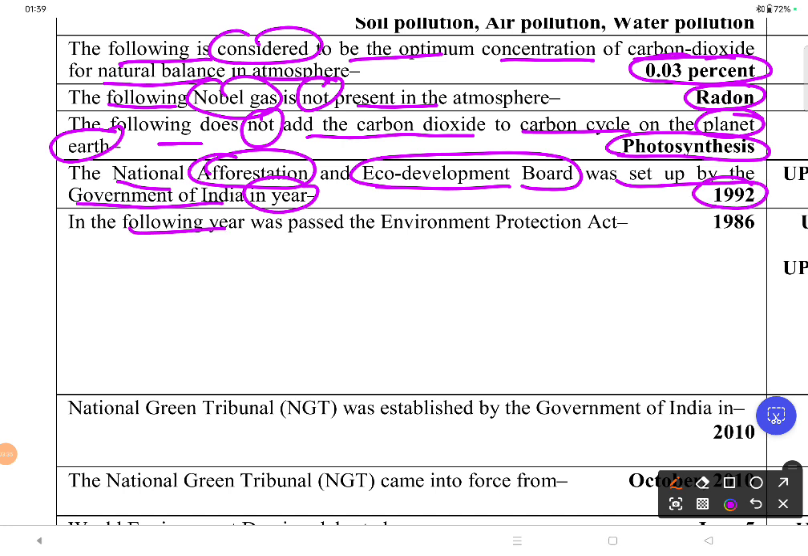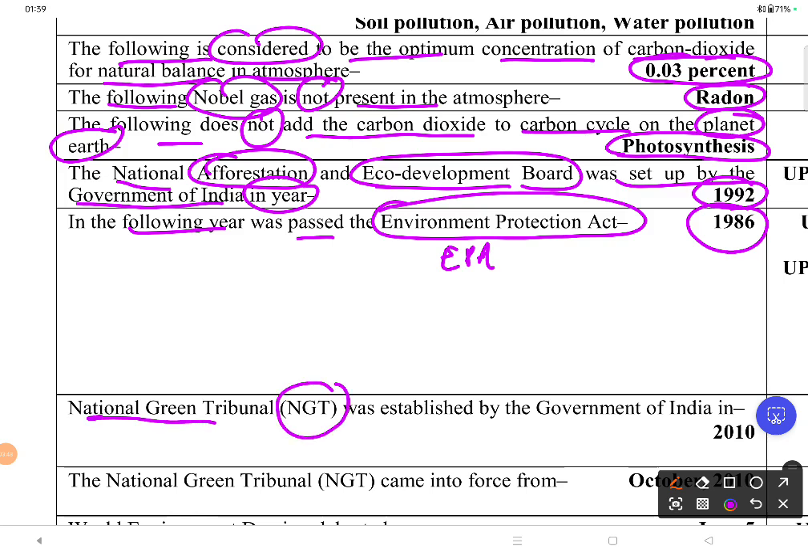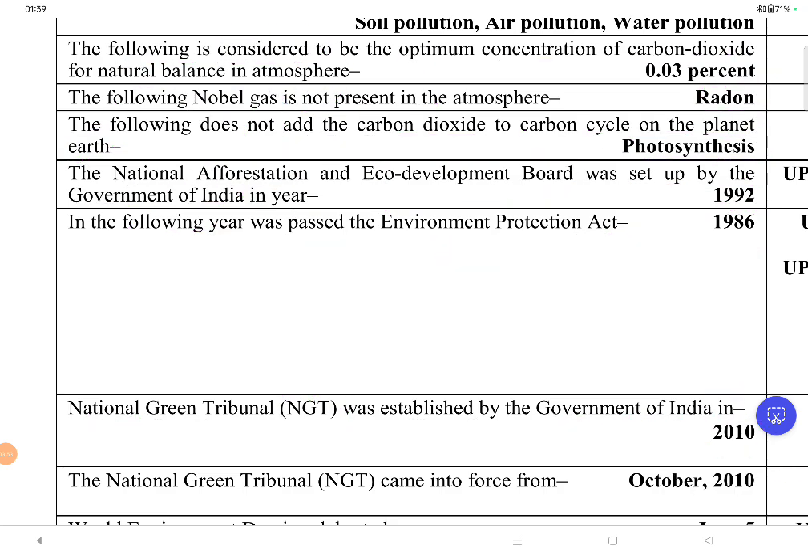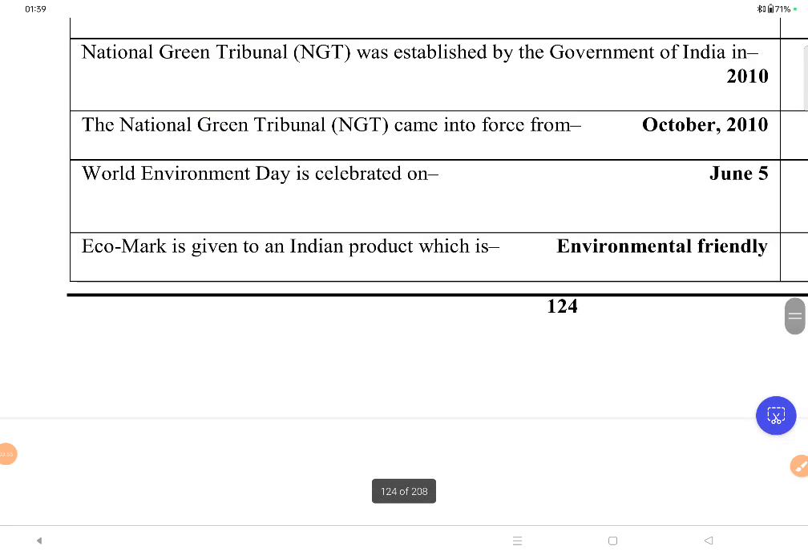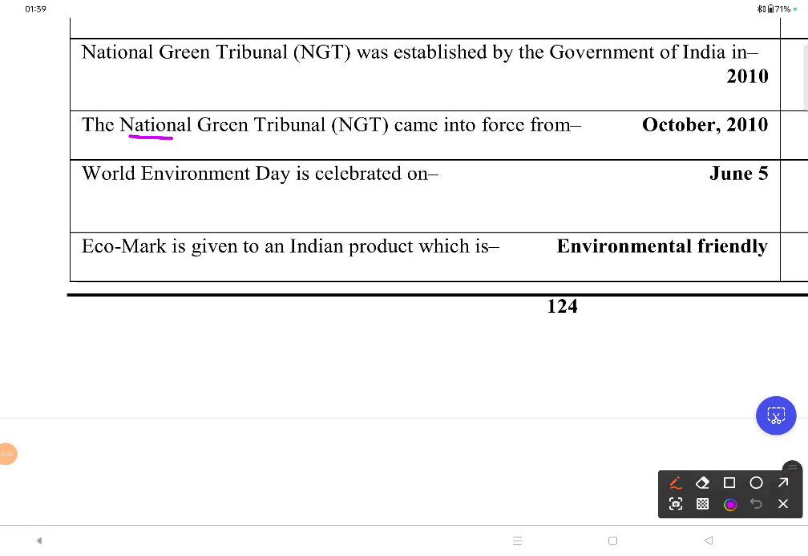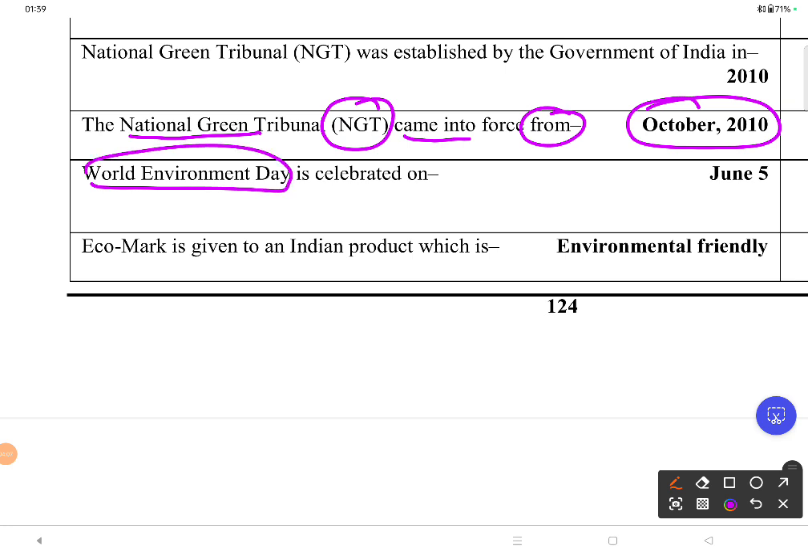The Environment Protection Act, the EPA Act, was passed in 1986. The National Green Tribunal, NGT, was established by the Government of India in 2010, and came into force from October 2010. World Environment Day is celebrated on June 5.